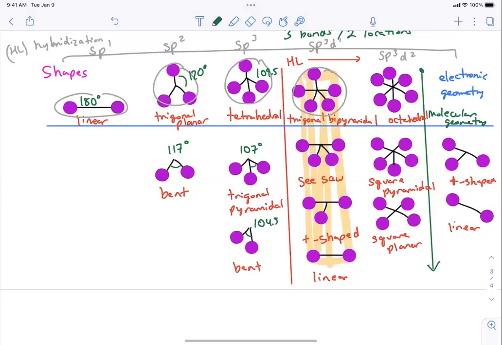In between, that's a good question. Bond angle is always between the atoms. The lone pair that's present causes more repulsion and pushes the atoms closer together.